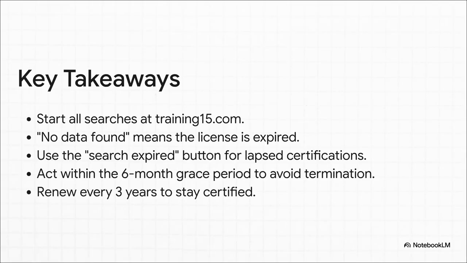All right, let's just quickly recap the main points. 1. Always start your search at training15.com. 2. Remember, no data found just means the active license has expired. 3. Use that Search Expired button to find it. 4. You have to act within that 6-month grace period to avoid termination. And finally, 5. Plan ahead and renew every 3 years to stay certified.